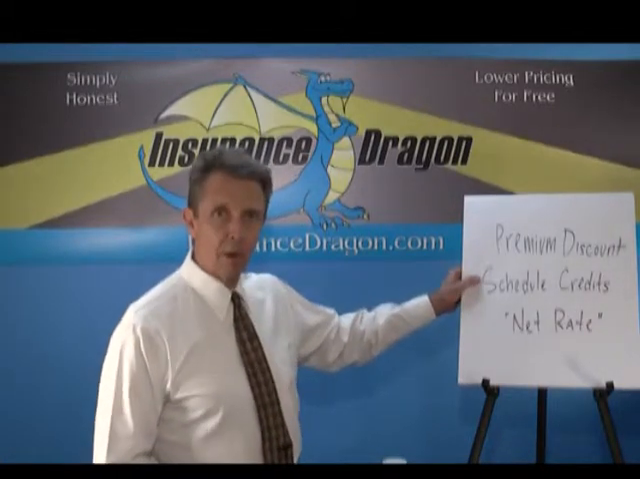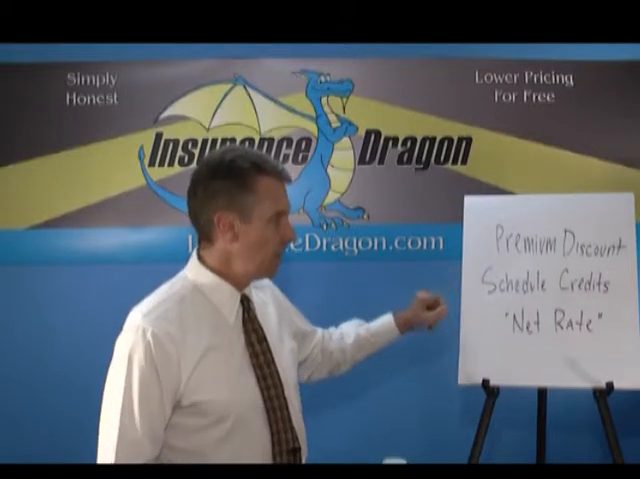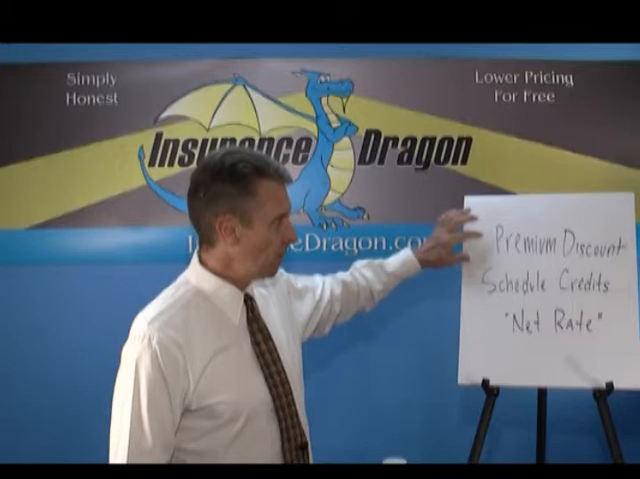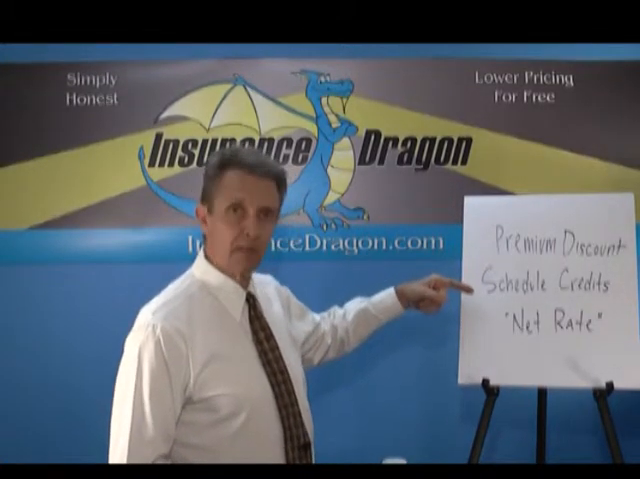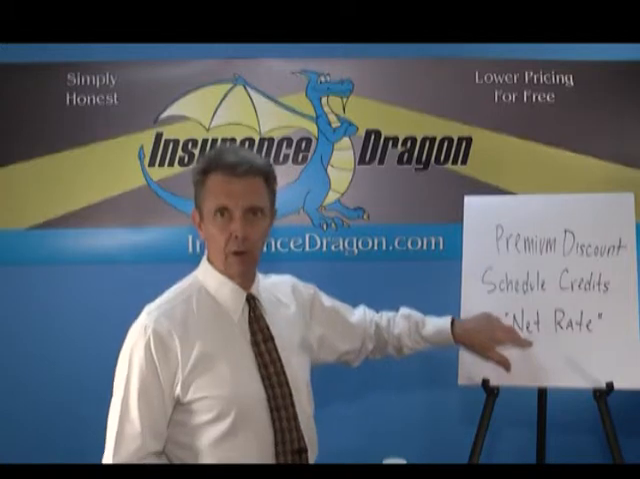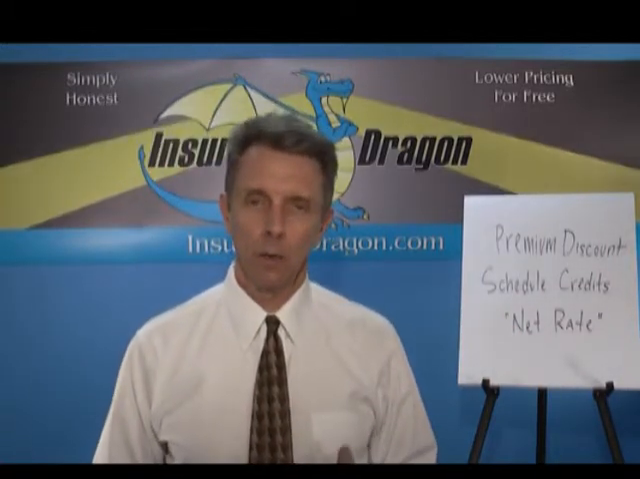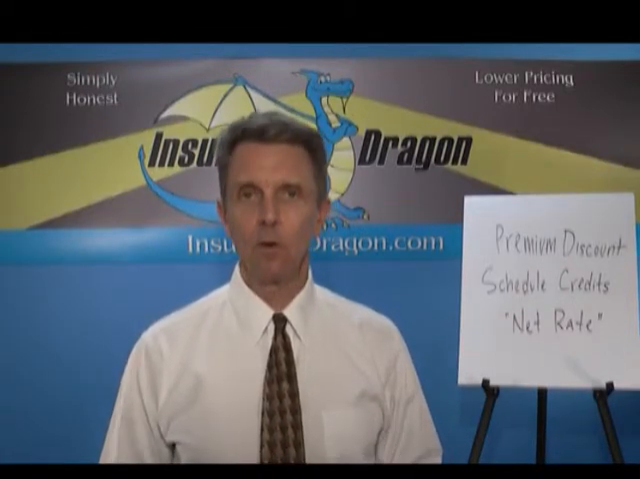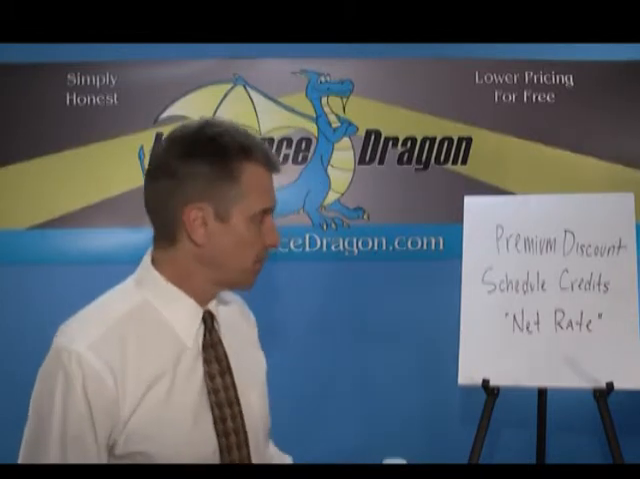This is where the rubber meets the road. We'll talk more about schedule credits in the next section. But now, after you apply the schedule credits and the premium discount times the manual rate, and apply that times the experience modification, you end up with a net rate, which is what matters, of course. That's the rate per class code that you multiply times the payroll in that class code to determine what the final premium is for your account. So that's how it works.